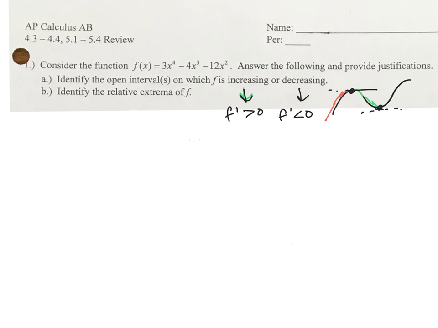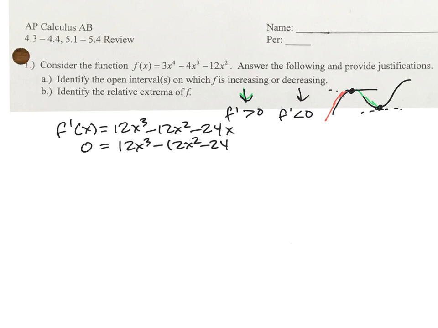So we'll take f of x and find its derivative. So f prime of x would be 12x to the third minus 12x squared minus 24x. Okay, and then to find where we have those horizontal tangents where f prime is equal to 0, let's set that derivative equal to 0. Okay, and then let's solve this equation.